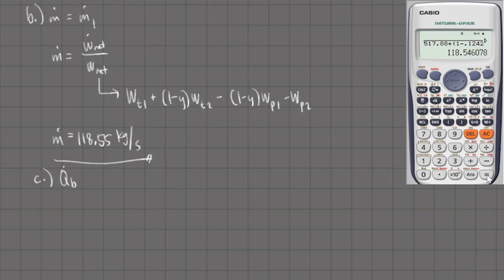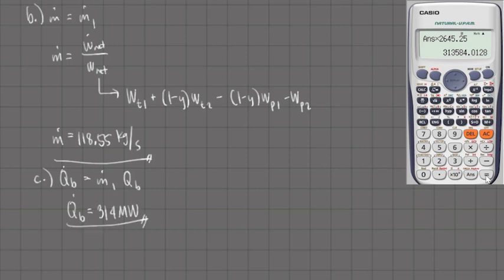With that, we can also solve for the Q boiler or the net rate of heat absorption in the boiler. This is mass flow rate 1 multiplied by Q boiler. Our mass flow rate is already given here, 118.55 multiplied by Q sub B, that's 2645.25. Our net rate of heat absorption is equal to 314 megawatts.